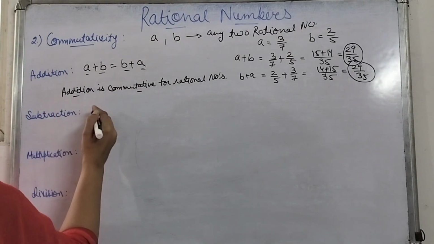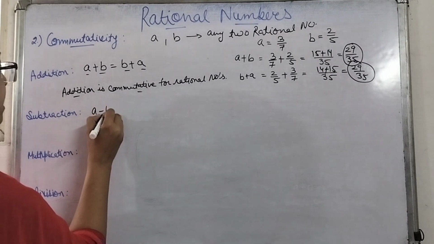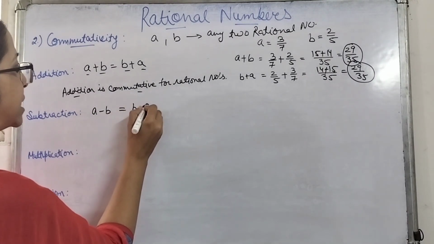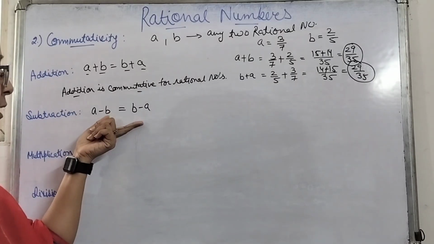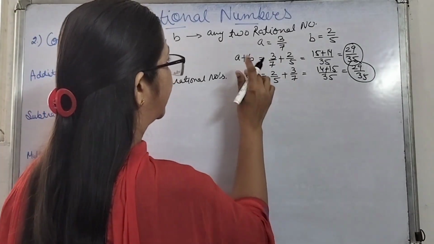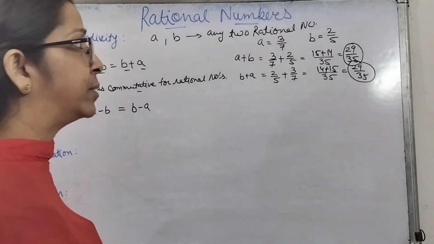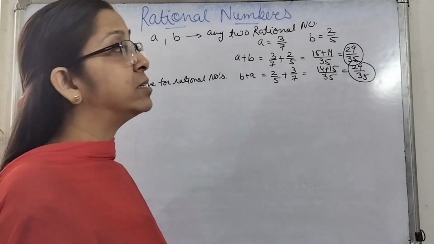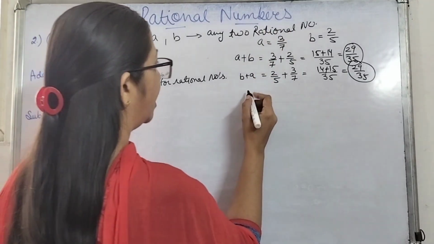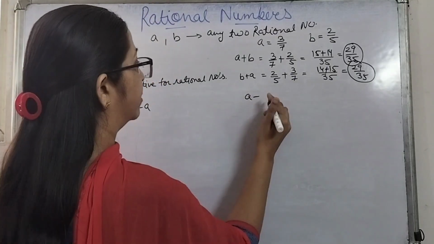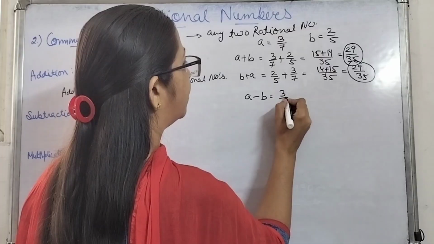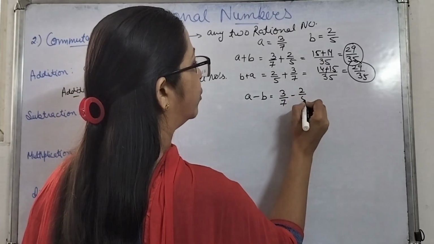Now let's check for subtraction. That means A minus B, whether it is equivalent to B minus A or not. We will be checking it. So first of all, we are subtracting A minus B. Suppose we have taken the same numbers. Value of A we have taken as 3 upon 7 and value of B as 2 upon 5. So A minus B will be 3 upon 7 minus 2 upon 5.